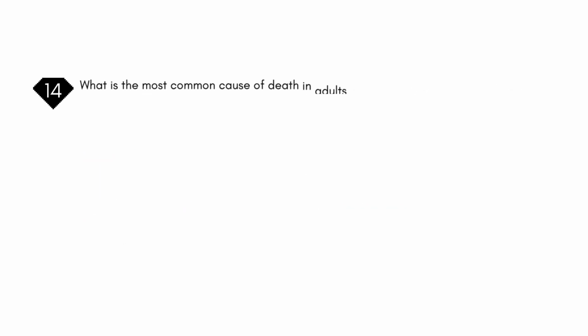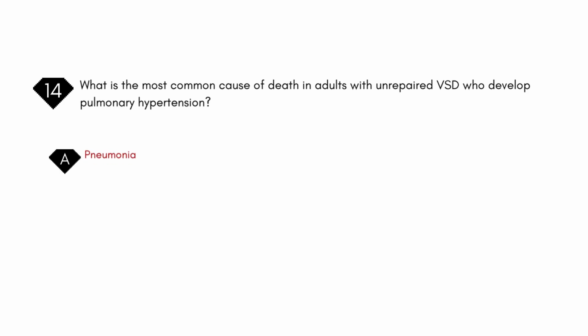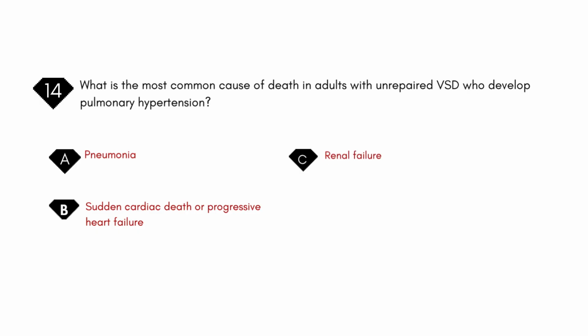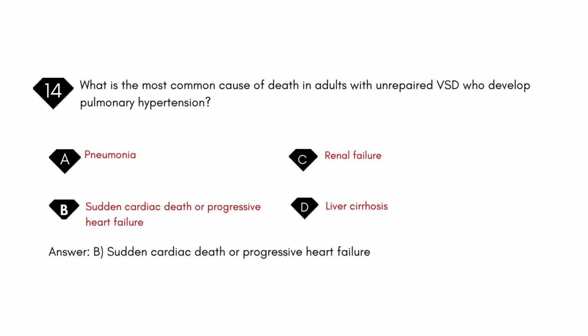What is the most common cause of death in adults with unrepaired VSD who develop pulmonary hypertension? A. Pneumonia. B. Sudden cardiac death or progressive heart failure. C. Renal failure. D. Liver cirrhosis. Answer: B. Sudden cardiac death or progressive heart failure.